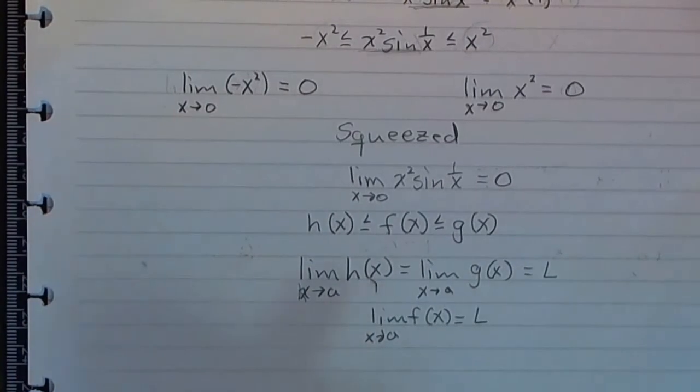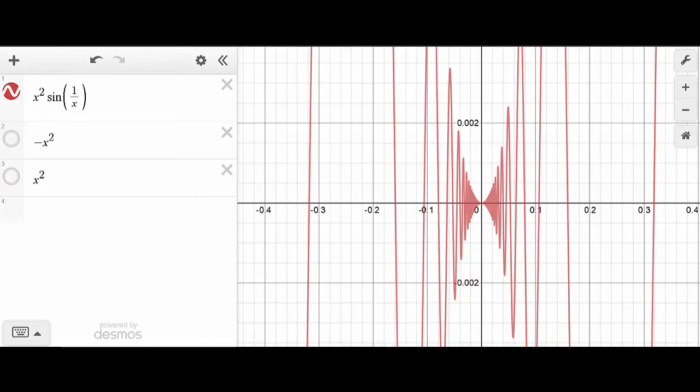Now, let's take a minute and look at what this looks like graphically. Here is the graph of x squared sine of 1 over x. I've adjusted the window so that we could see what the thing is doing. It's going crazy in here. Look at that oscillation. So it's difficult for us to determine anything about the limit. However, look over here. I've got this negative x squared. Let's throw that one in there. There it is. There's negative x squared, and we know that limit is clearly 0.